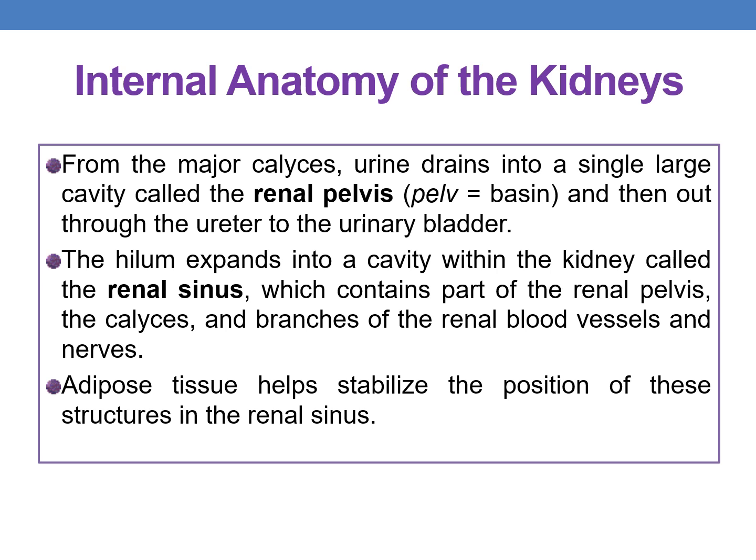From the major calyces, the urine drains into a single large cavity called the renal pelvis, and then through the ureter to the urinary bladder. The hilum expands into a cavity within the kidney called the renal sinus, which contains part of the renal pelvis, the calyces and branches of the renal blood vessels and nerves. The adipose tissue helps stabilize the position of these structures in the renal sinus.